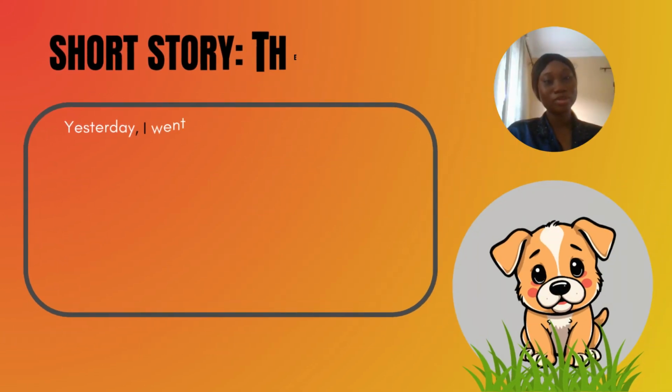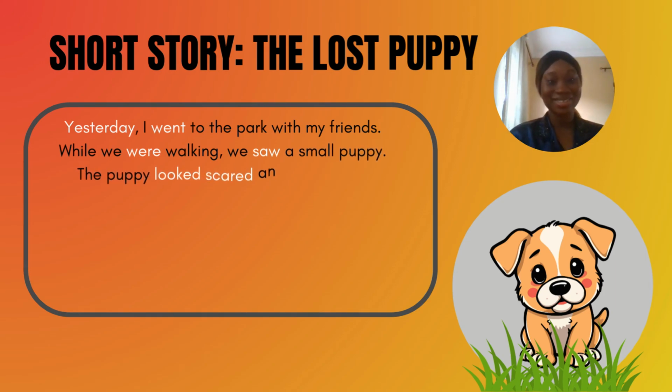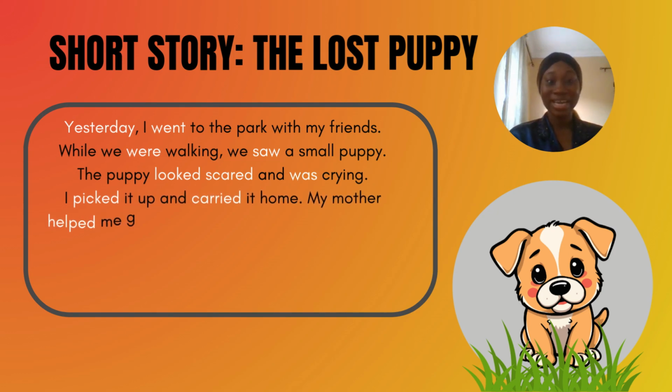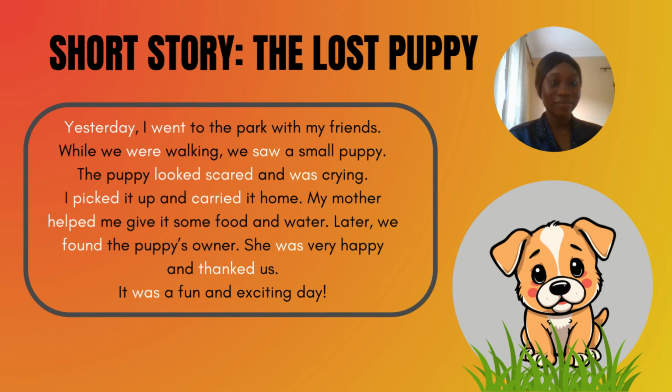Okay, so next up, I want to read a short story that would illustrate what past tense sentences look like. So let's begin. Yesterday, you can see yesterday helps you know that this story is in the past tense. So yesterday it has already happened. I went to the park with my friends. Went is a verb and went is the past tense of go. If you know your present tense and past tense, you have no problem identifying sentences in the past tense.